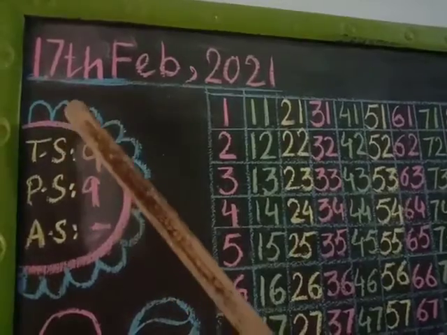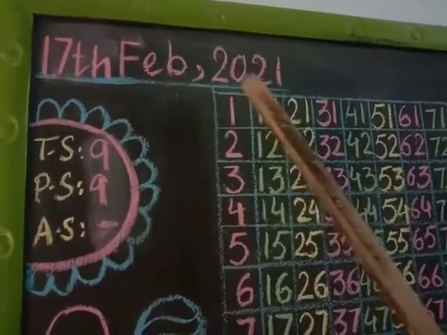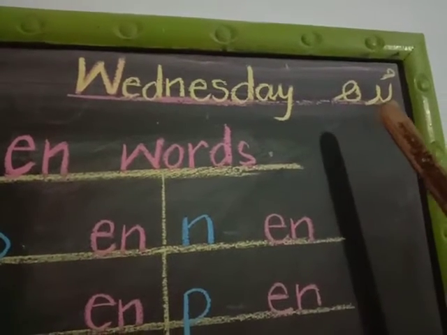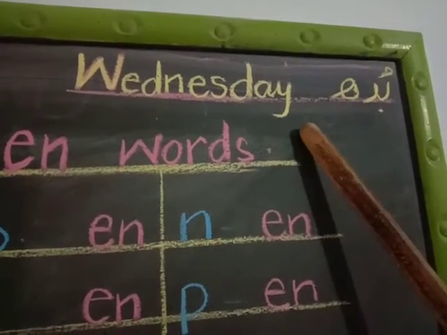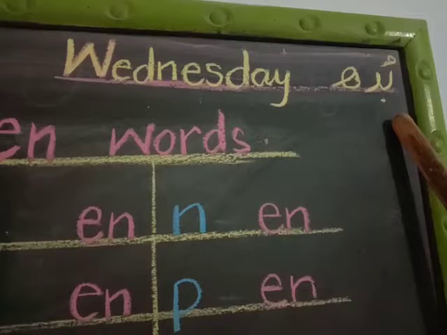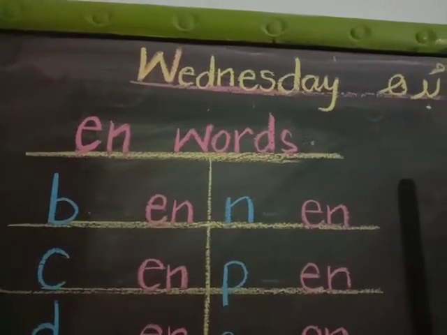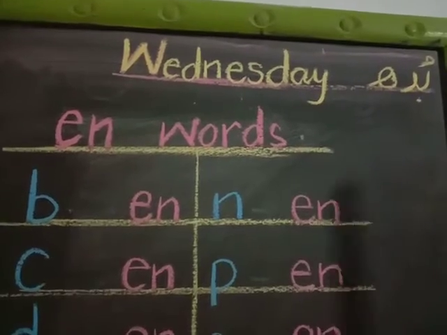What is the date today? 17th February 2021. What is the day today? Today is Wednesday. और Wednesday को उर्दू में कहते हैं बुध. और आपकी जो ये आज की रिवीजन वीडियो है ये 17th और 18th February के लिए है.